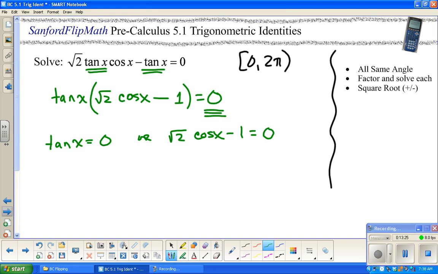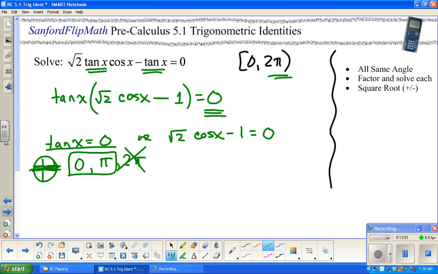Well, tangent is equal to 0. Now tangent, remember, is like slope on the unit circle, or y over x. That happens at 0 degrees, at 180 degrees, at 360 degrees, at whatever 360 plus 180 is. So solutions will be 0, pi, 2 pi. Well, I'm not supposed to include 2 pi, so that's out. So those two are the solutions for tangent.